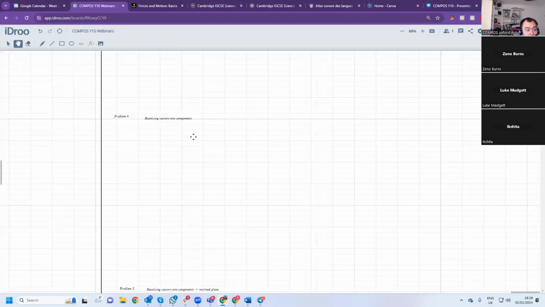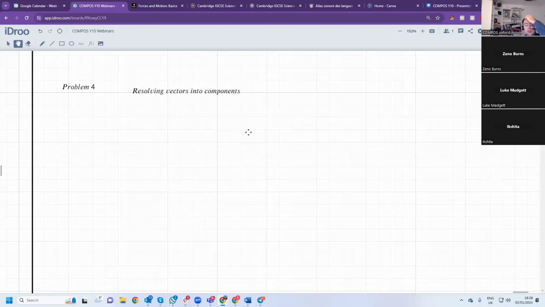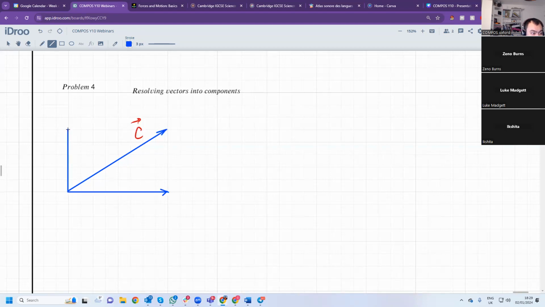Resolving vectors into components. It's the opposite of adding vectors. If you have a vector, let's say vector C, this vector can be represented as a sum of two vectors. You could say vector C is actually equal to vector A plus vector B using the parallelogram rule. You can see if this is vector A and this is B. So C is equal to A plus B.